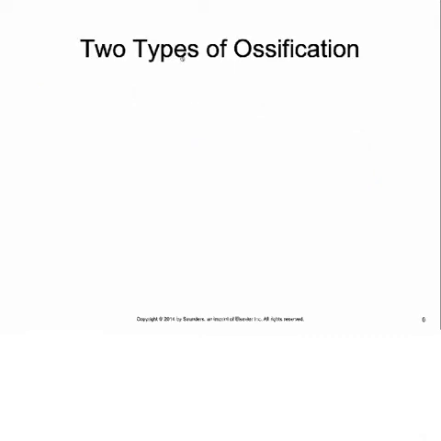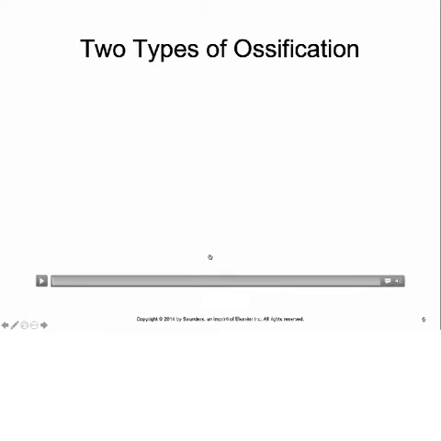The different types of ossification just dictate the way that bones are formed. We'll examine that here.